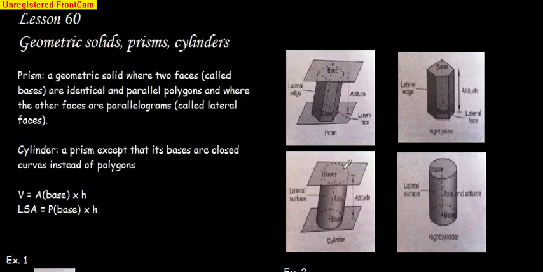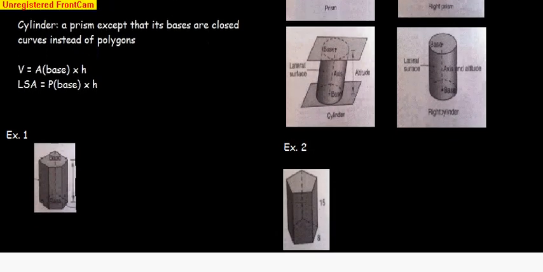There are two formulas that you need to know. They're actually quite simple. The volume of either a cylinder or prism is the area of the base times the height. And the lateral surface area is the perimeter of the base times the height. So I just have two really simple examples and we'll be done.